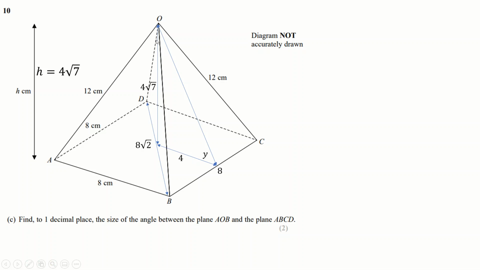This is 4 root 7, as we discovered in the first part. I'm looking for this angle, so it's going to be tan inverse of that over that. The 4s cancel, so it's tan inverse of what? It's root 7, which is that.